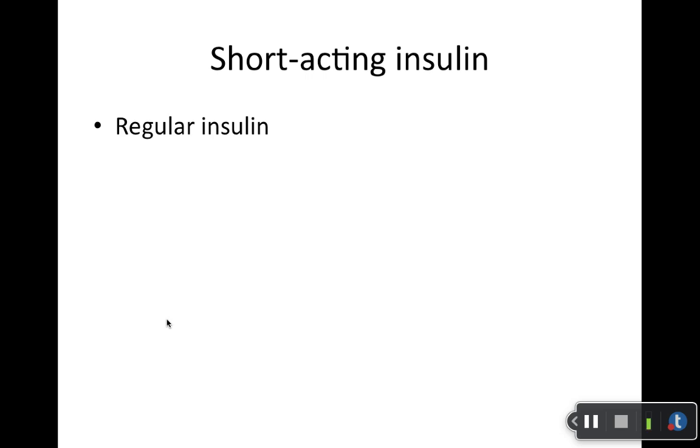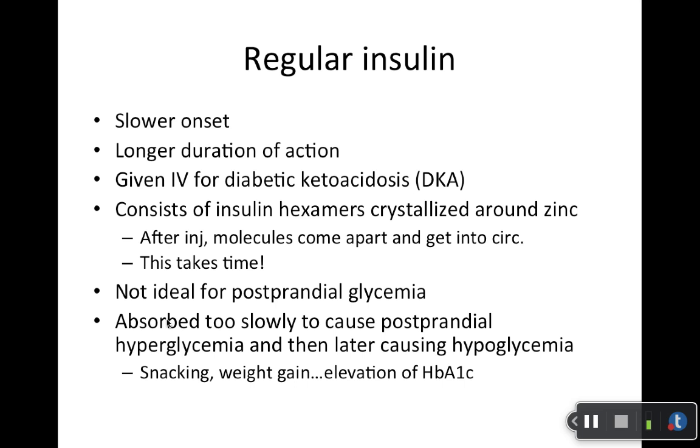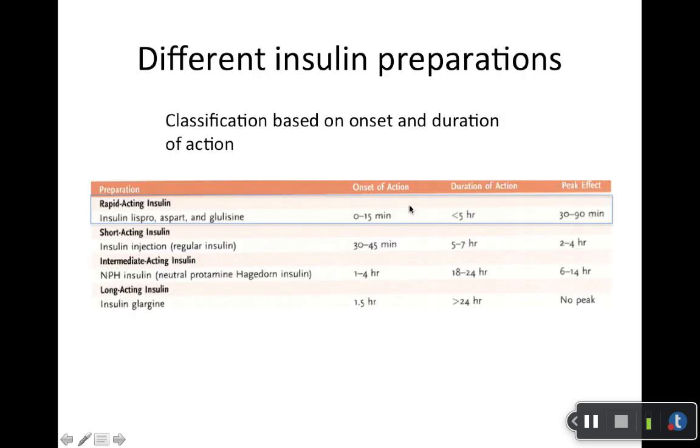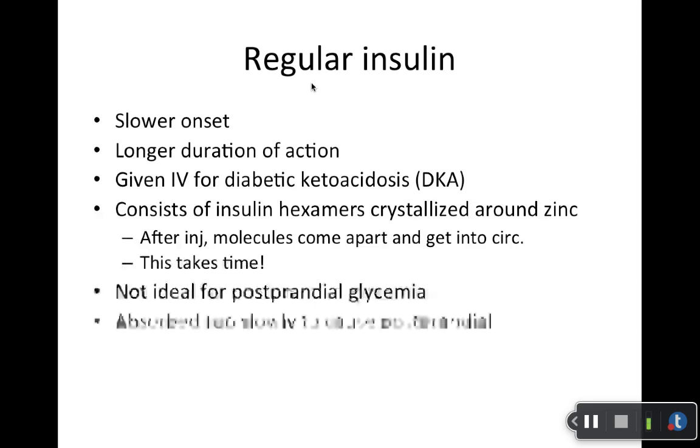Or short-acting insulin, pretty easy for studying purposes. We just have regular insulin to work on. It has a slower onset relative to the rapid insulin, and also a longer duration of action. That's why I like this table. There are different tables out there too in different textbooks, and UpToDate has one a little bit different. But basically, they all have onset of action, duration of action, and peak effect. I feel like this will help you when you're studying and keep them separate in your mind.